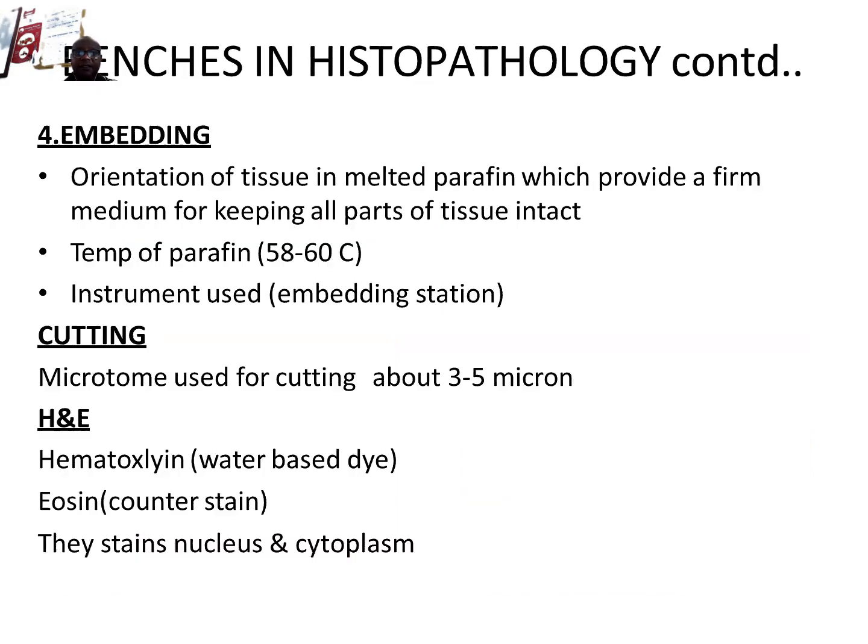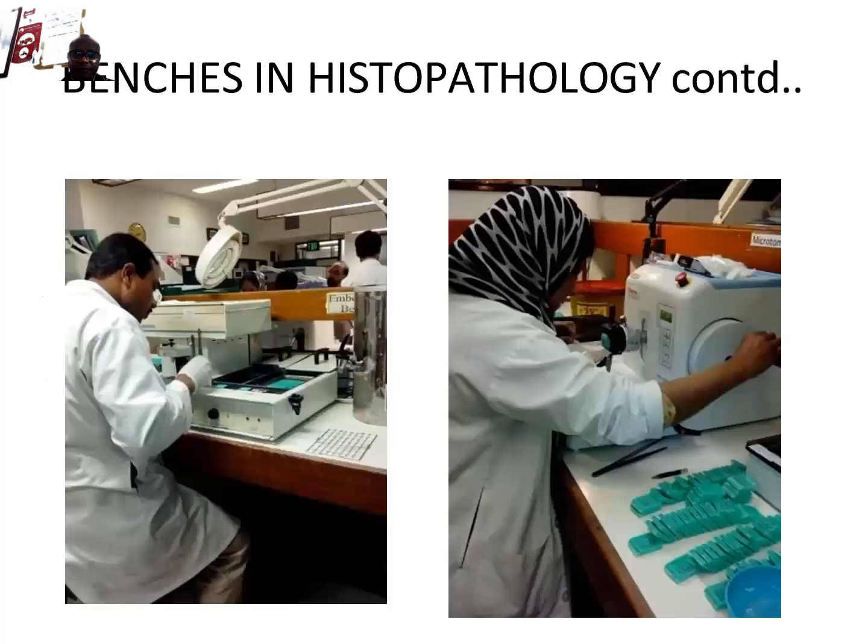Embedding is the orientation of tissue in melted paraffin, which provides a firm medium for keeping all parts of the tissue intact. The temperature of the paraffin is 50 to 60 degrees Celsius. Instruments are like embedding stations. Then there is cutting, using a microtome, used to cut about 3 to 5 microns. Then you have hematoxylin and eosin, H and E, and eosin counterstains hematoxylin, which stains the nucleus. The purpose is staining the nucleus and the cytoplasm.